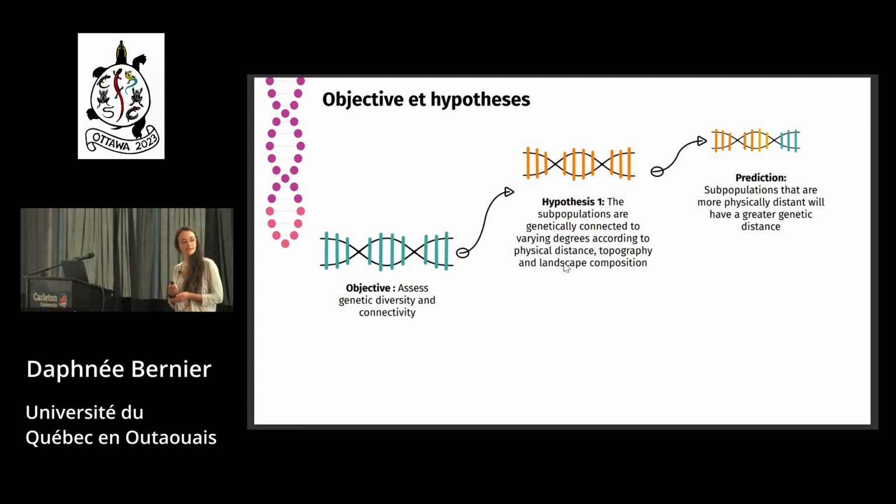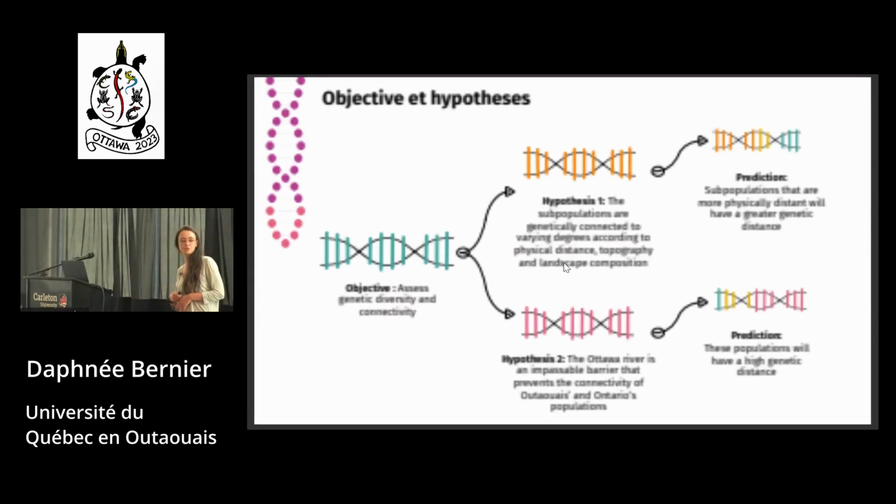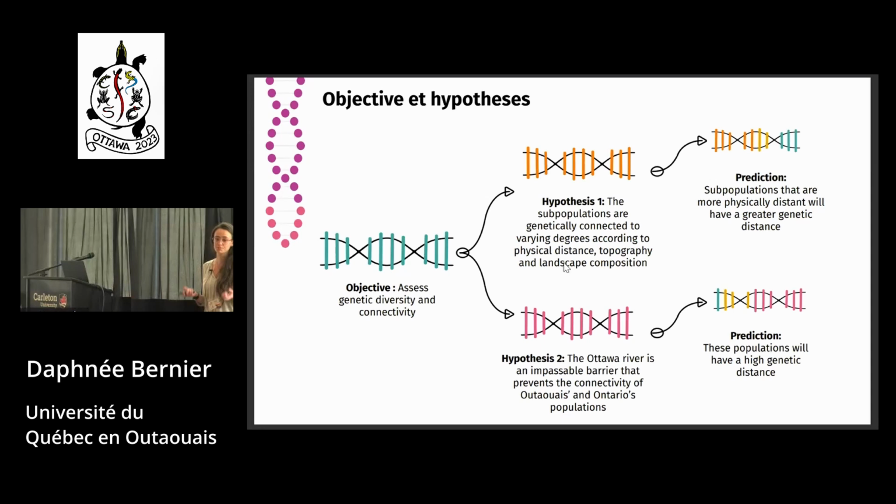My second hypothesis is that the Ottawa River is an impassable barrier between Quebec and Ontario's populations. And if that is true, we should observe that these two subpopulations have a great genetic distance.